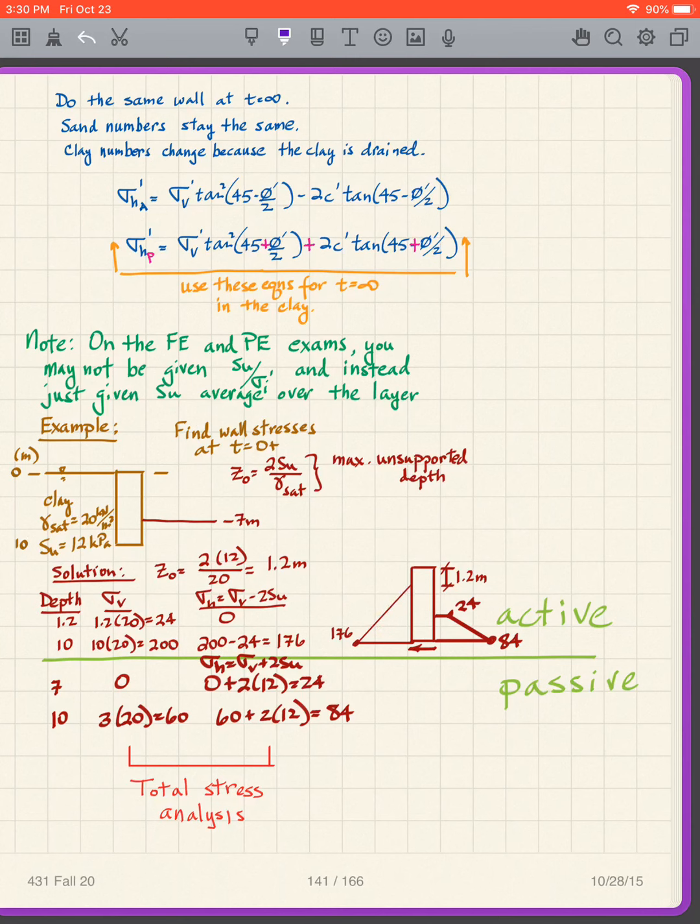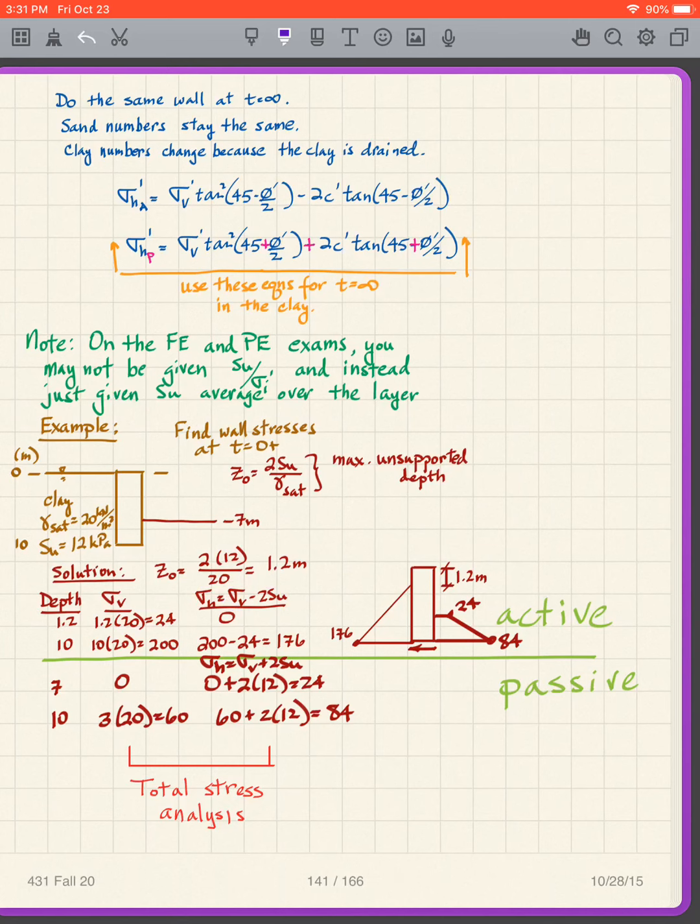So when we fill out our table, and remember we just need 3 columns because the undrained case is much simpler than the drained case. We start at 1.2 and then we have 10. And then my sigma v, we all know how to get that: 1.2 times 20, 10 times 20. And then we simply go straight from sigma v to sigma h, using, in the active case, sigma v minus 2su.